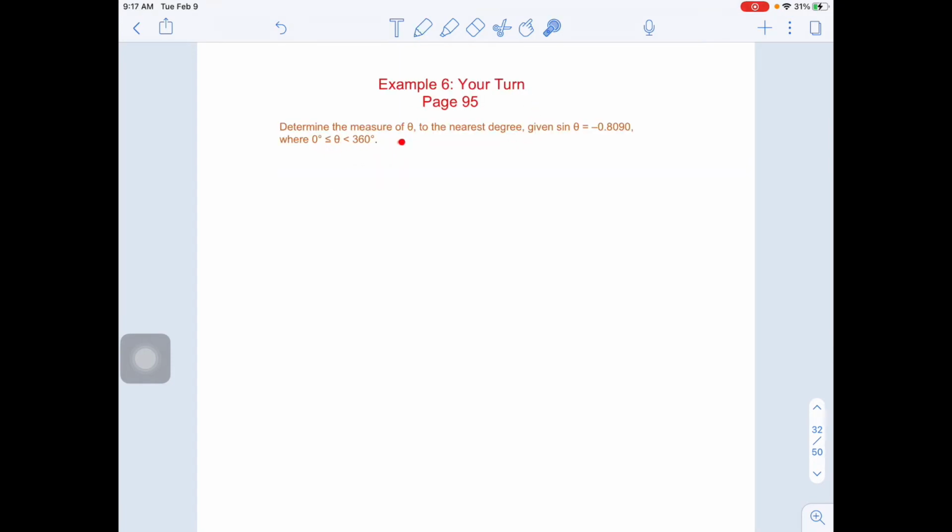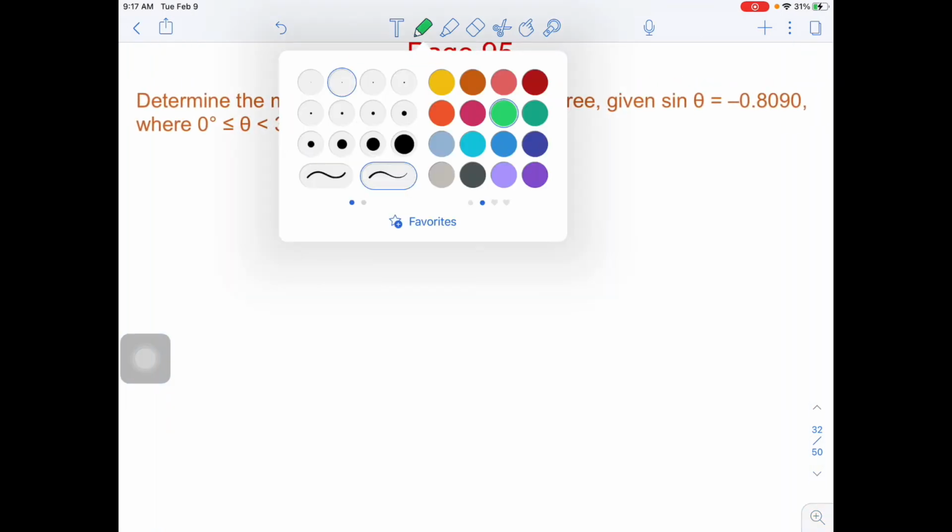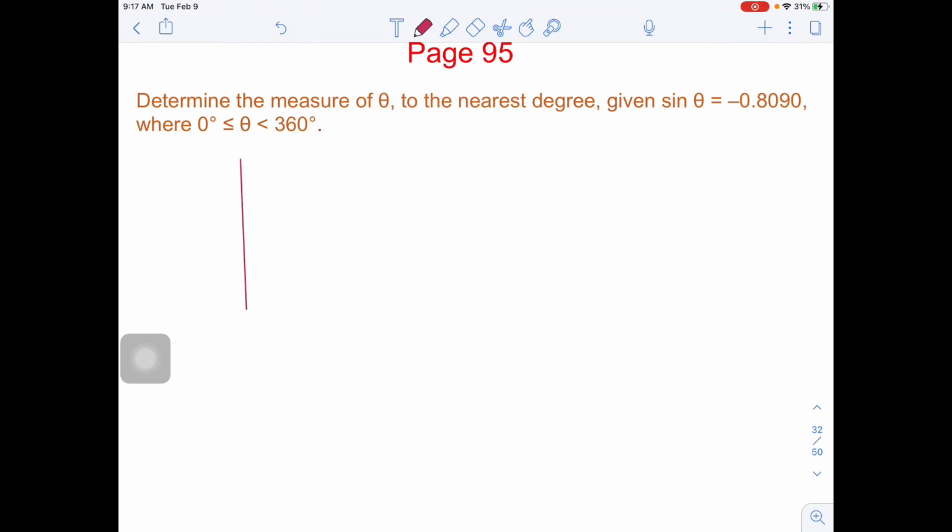So determine the measure of the angle to the nearest degree given sine angle equals negative 0.8090, where the angle is between 0 and 360 degrees. So again, let's first note our restrictions and where this angle could possibly exist. Recall that we're always talking about the standard angle that exists within this ratio here. So our sine ratio is negative. If we throw out our cast rule, where is sine positive? Sine is positive in quadrant 1, and sine is positive in quadrant 2. So we can ignore these two quadrants.